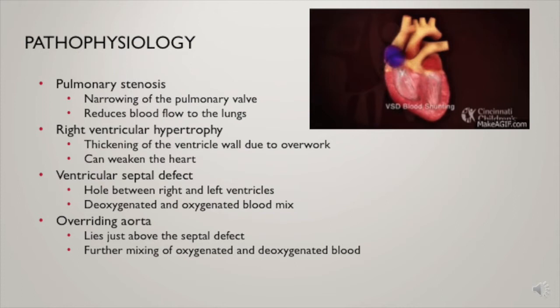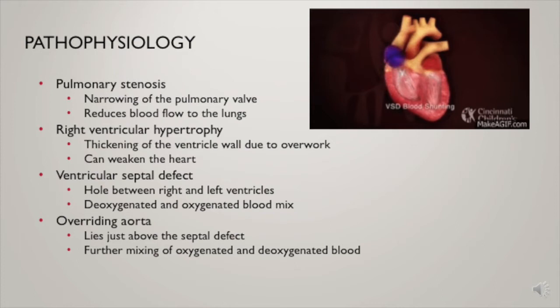Tetralogy of Fallot is a collection of 4 separate heart defects that occur simultaneously. One of these defects is pulmonary stenosis, or a narrowing of the pulmonary valve that separates the right ventricle from the pulmonary artery. This reduces the blood flow to the lungs. Since the heart is forced to work harder to pump blood out of the right ventricle, the muscular wall begins to thicken, which can eventually weaken the heart.